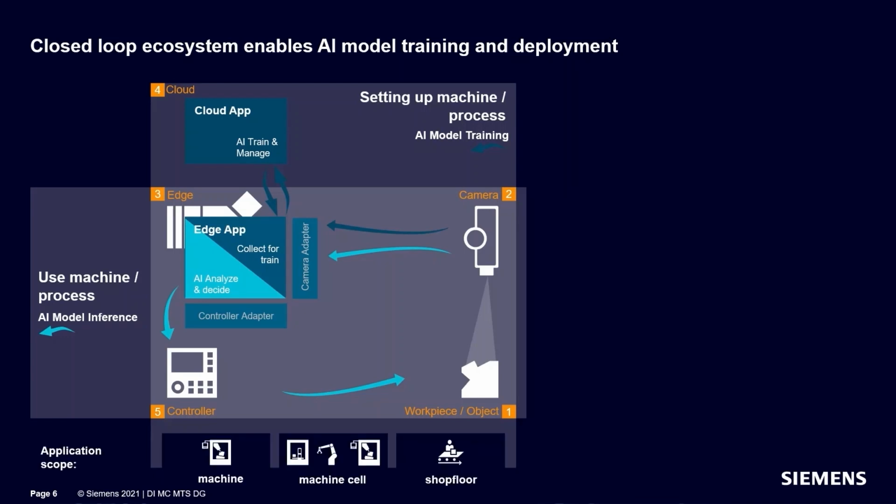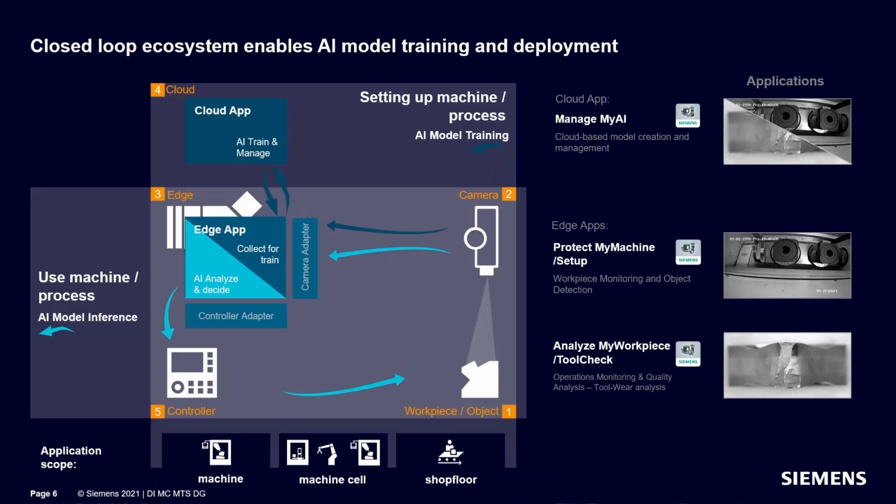This workflow can be applied within a machine itself, within an automation cell, or in shop floor environments. And the key applications that are enabled by this ecosystem are Manage My AI in the cloud environment, which enables model creation and management directly, and also two edge applications: Protect My Machine Setup, which focuses on workpiece monitoring and object detection, and Analyze MyWorkpiece Toolcheck, focusing on operations monitoring or quality analysis, specifically with regards to tool wear.